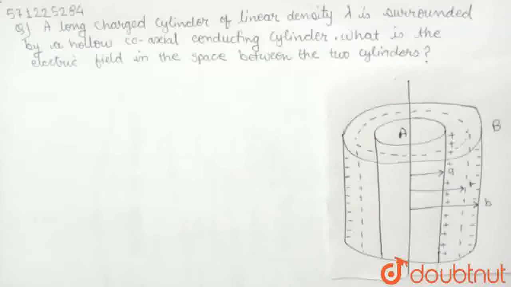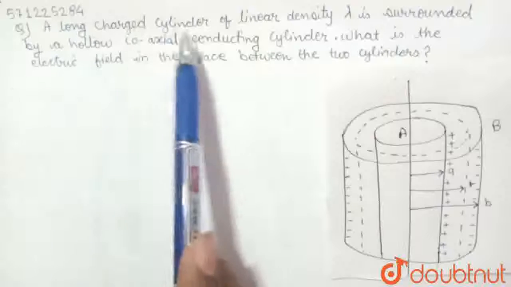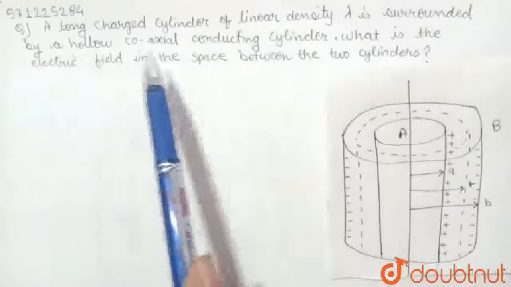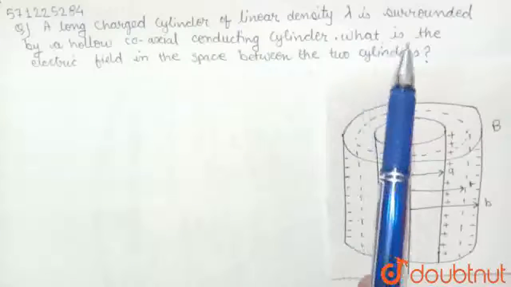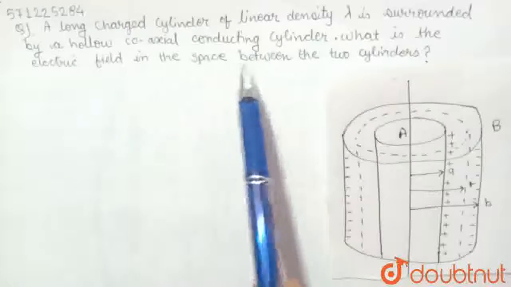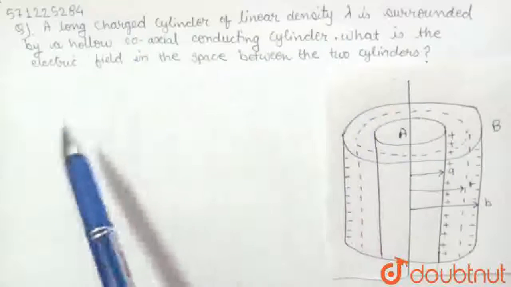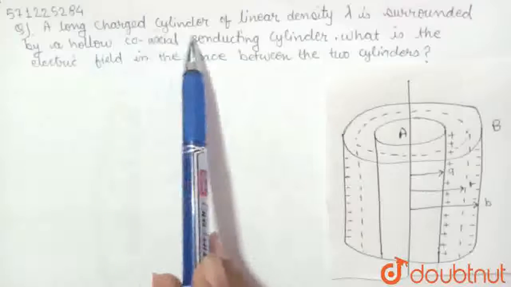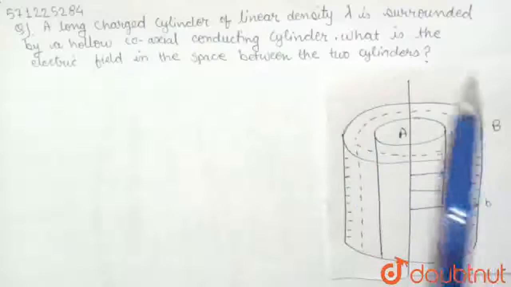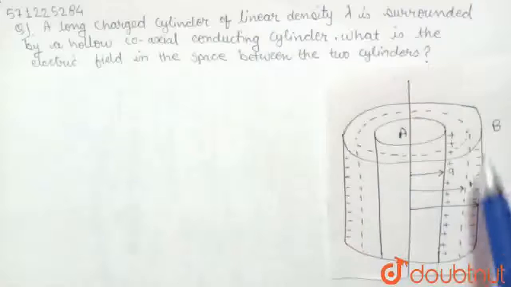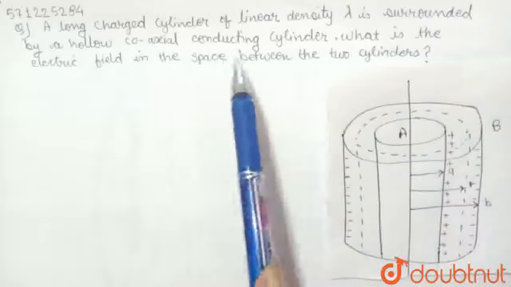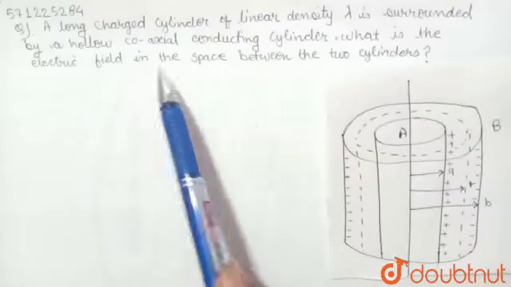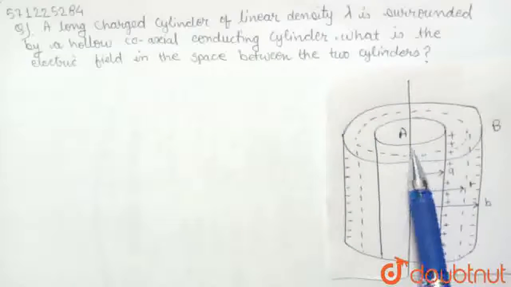Hello friends, the question is: a long charged cylinder of linear density lambda is surrounded by a hollow coaxial conducting cylinder. What is the electric field in the space between the two cylinders? So in the given question we have a long charged cylinder of linear density lambda surrounded by a hollow coaxial conducting cylinder. What we have to find is the electric field in the space between the two cylinders.